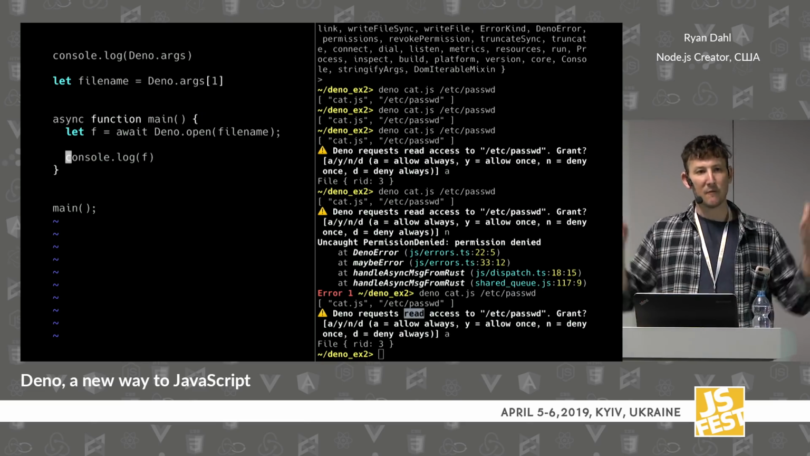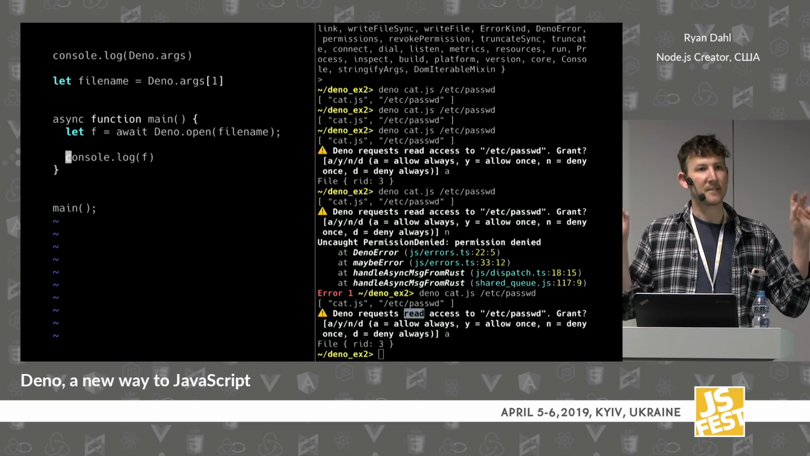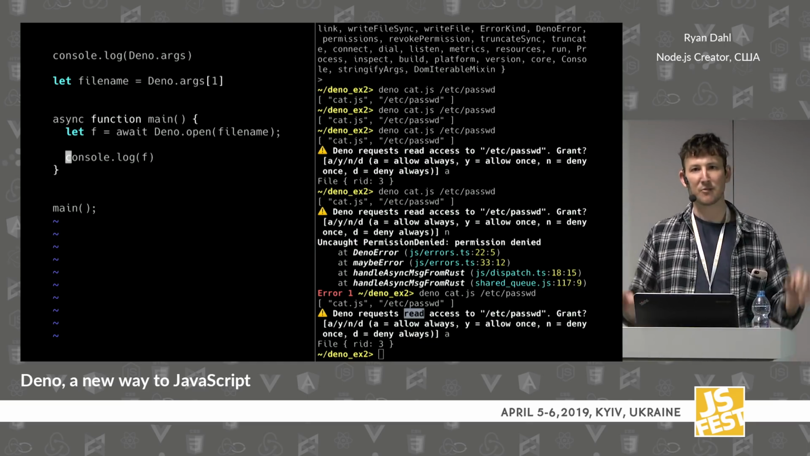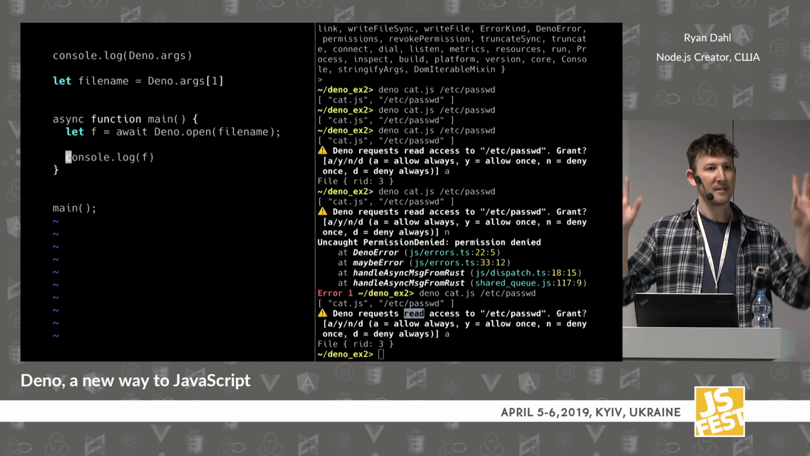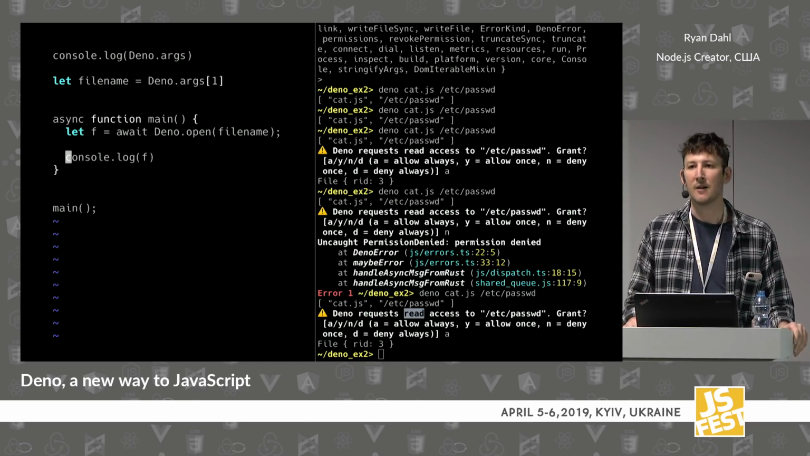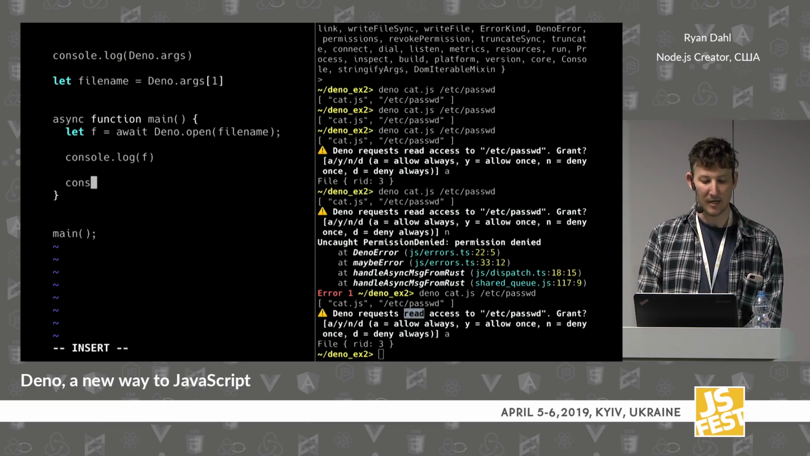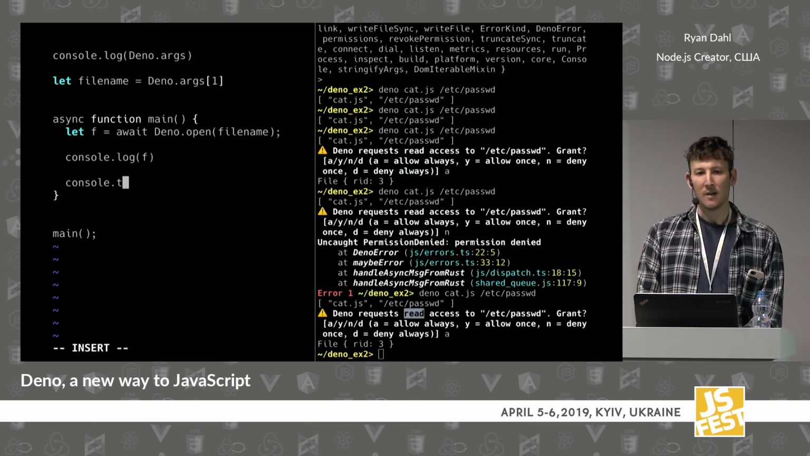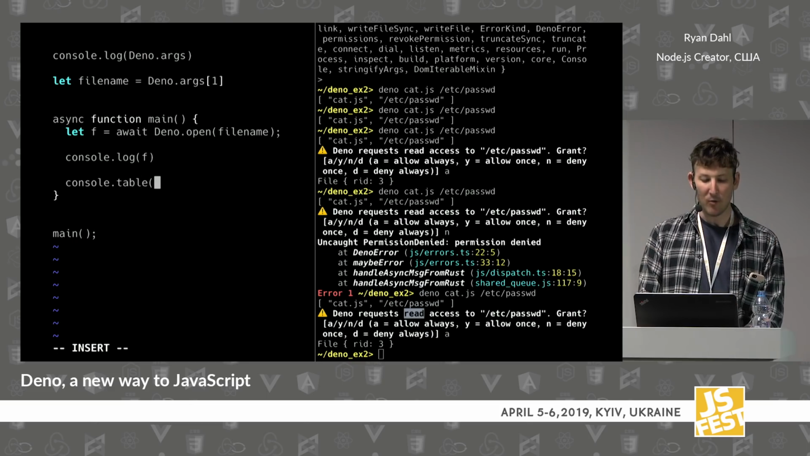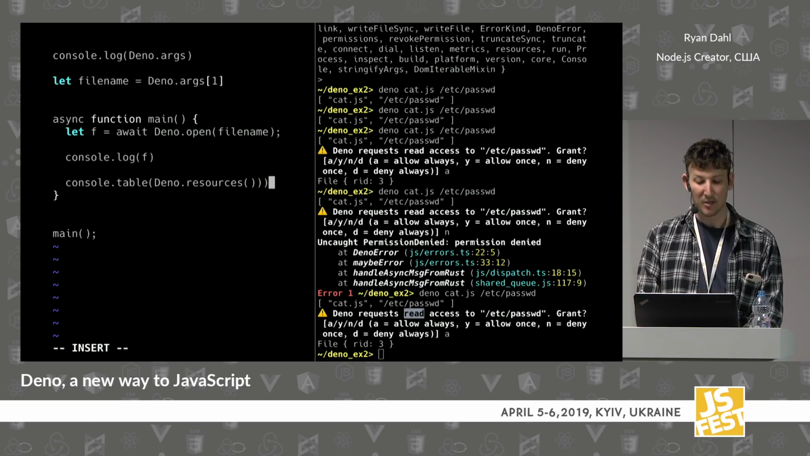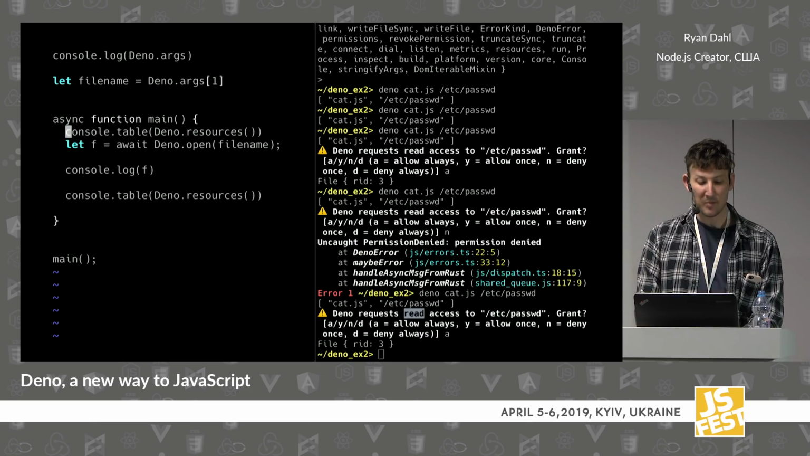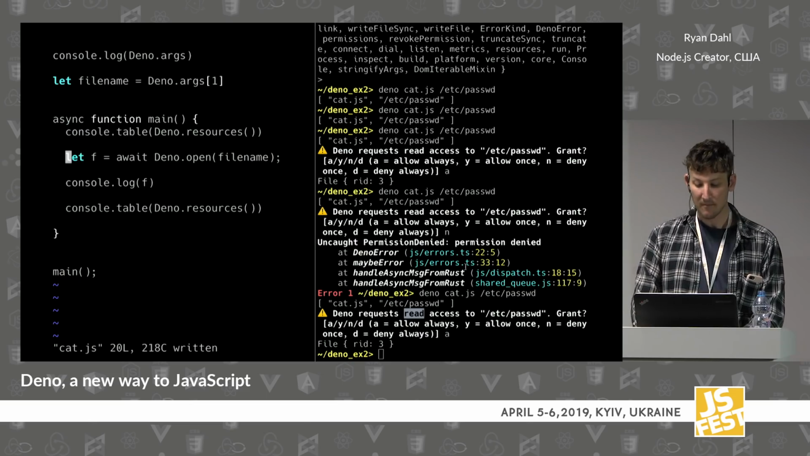So this idea of resources, in POSIX, right, in Unix, file descriptors are a fundamental concept. It's an open file or a socket. And we have a very Unixy flavor here. And so resources are very central to Deno. And we have a way to examine those things. So I'm going to do console.table(Deno.resources()) to print a table of the resources that are open right now. And maybe I'm going to do that before the open and after the open.